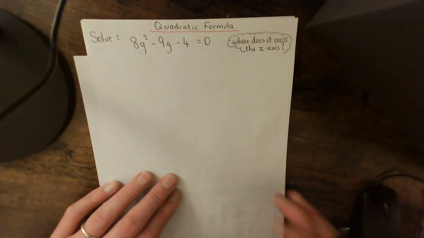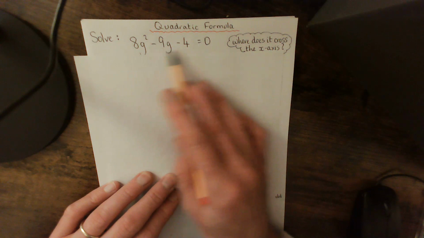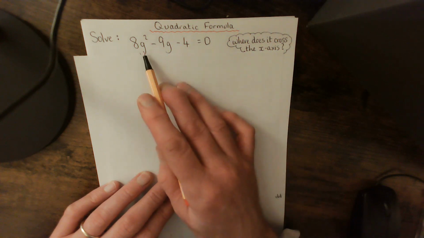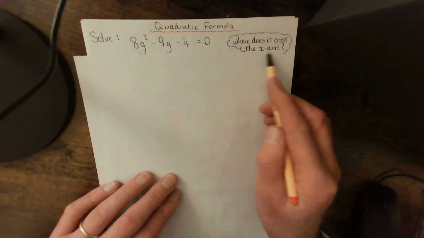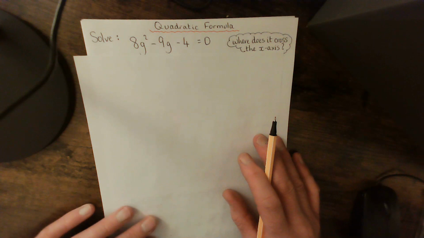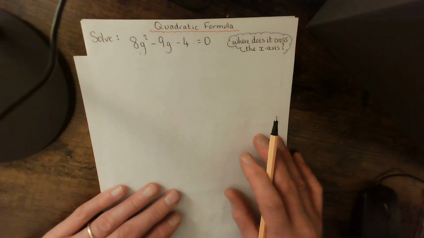And the question is likely to say, can you solve this quadratic equation? I've used g's this time as opposed to the x's just for a little change. Where does it cross the x-axis? That's the objective of the question.